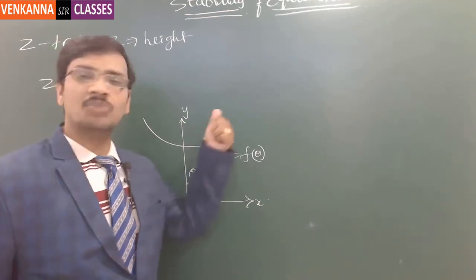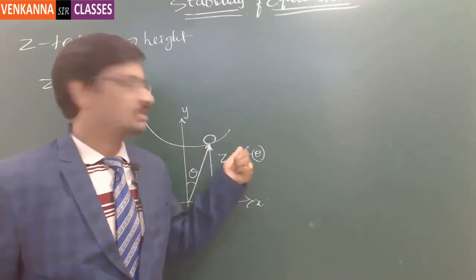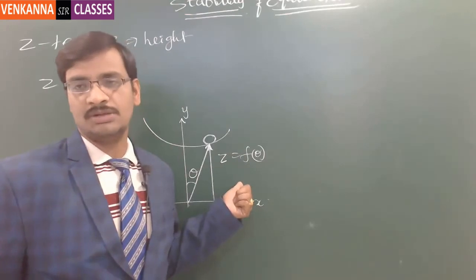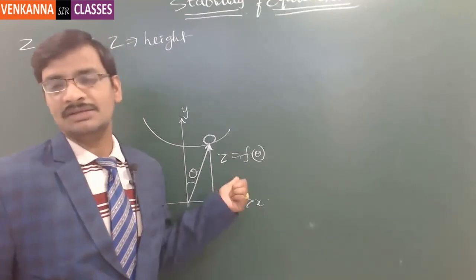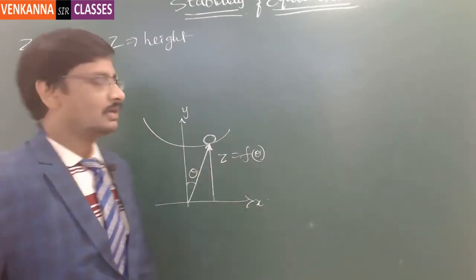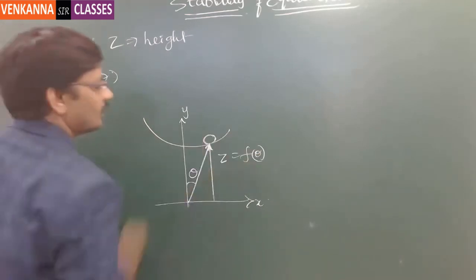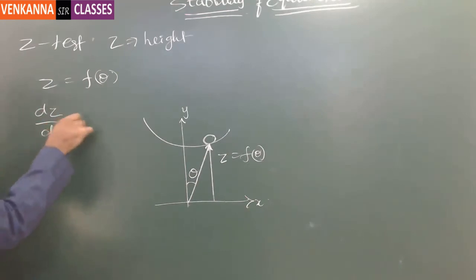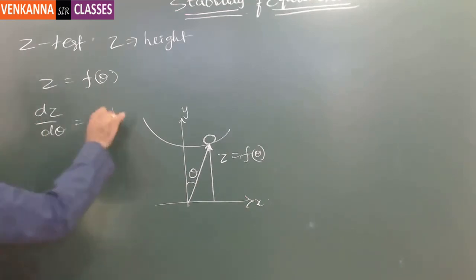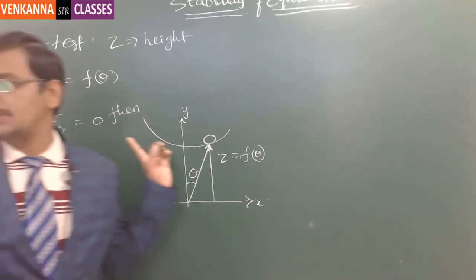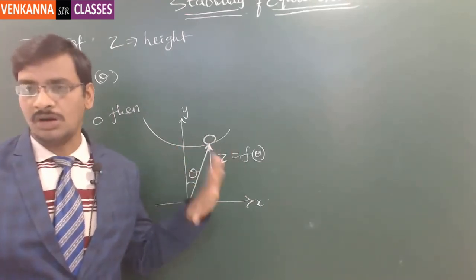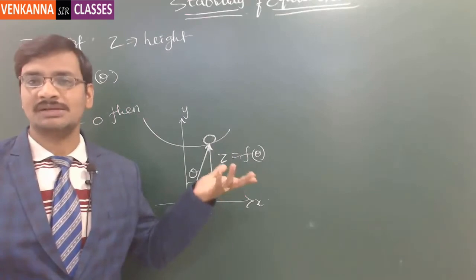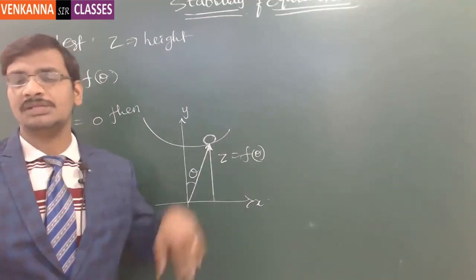Now if Z is more, then the stability will be unstable. If Z is less, then the stability will be stable, right? Now here, if Z is equal to f of theta, then if I make dz by d theta equal to 0, we can find out whether the Z value is maximum or minimum. If Z is max, unstable. If Z is min, it is stable.